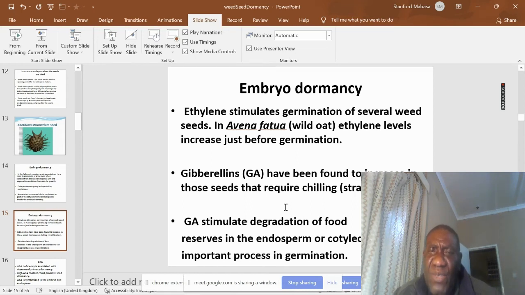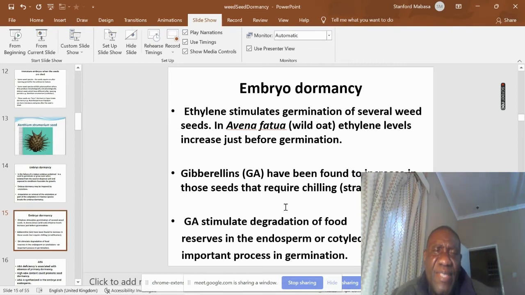Now, in Avena fatua, or wild oat, ethylene levels increase just before germination. So, for germination to occur in Avena fatua, you need the presence of ethylene. Sometimes that ethylene is not sufficient, so you have dormancy. The seed may take a bit of time to build up this ethylene to a certain level, which can then trigger germination by breaking dormancy.